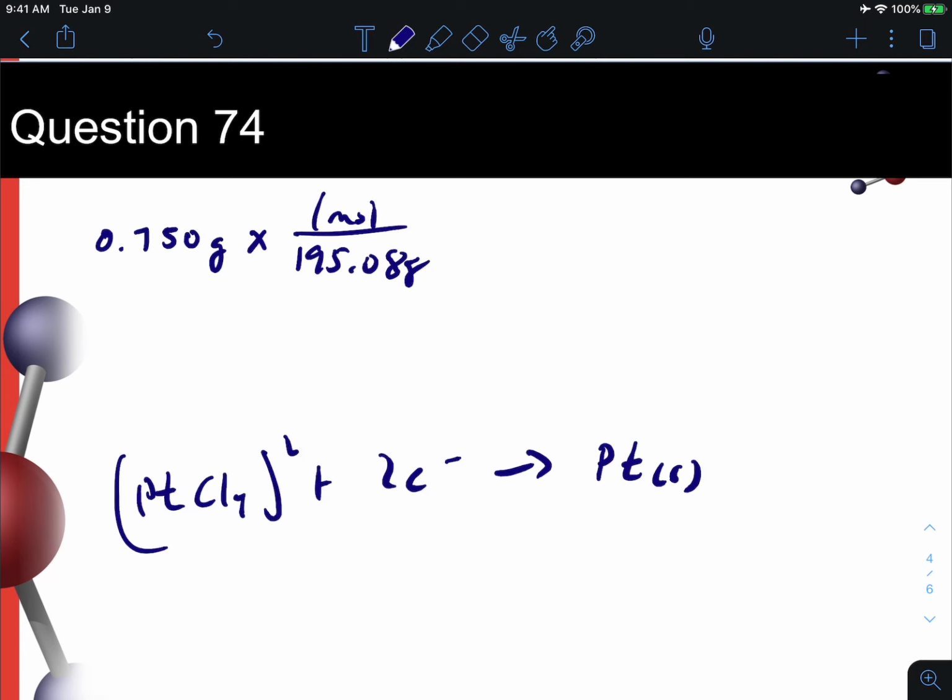So here platinum's 2 plus because this is 2 minus here, and chlorine's minus 1, so this is actually 2 plus here, but you can tell from this, obviously. So it's 2 electrons being transferred. So that would be your next step: 2 moles of electrons for every 1 mole of platinum.